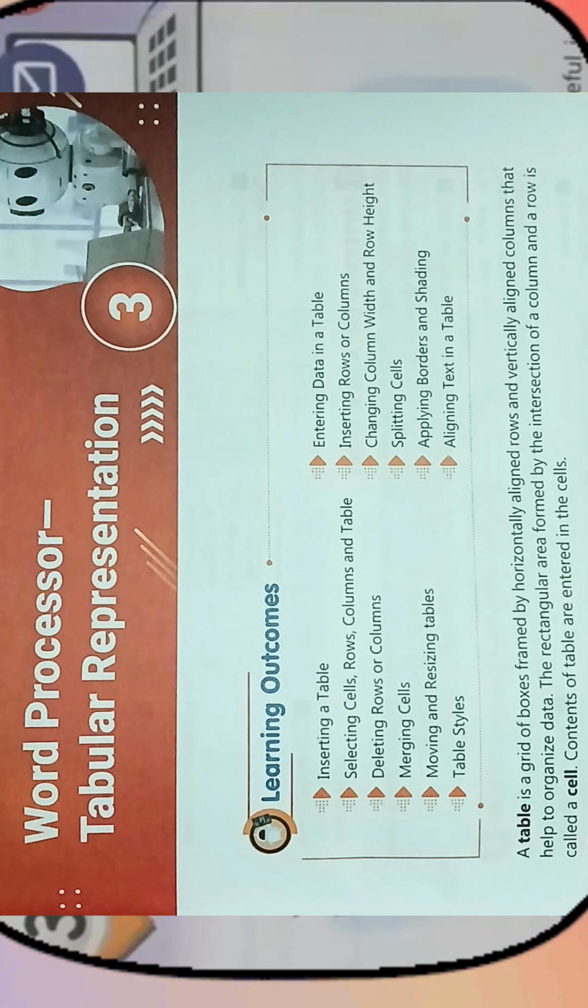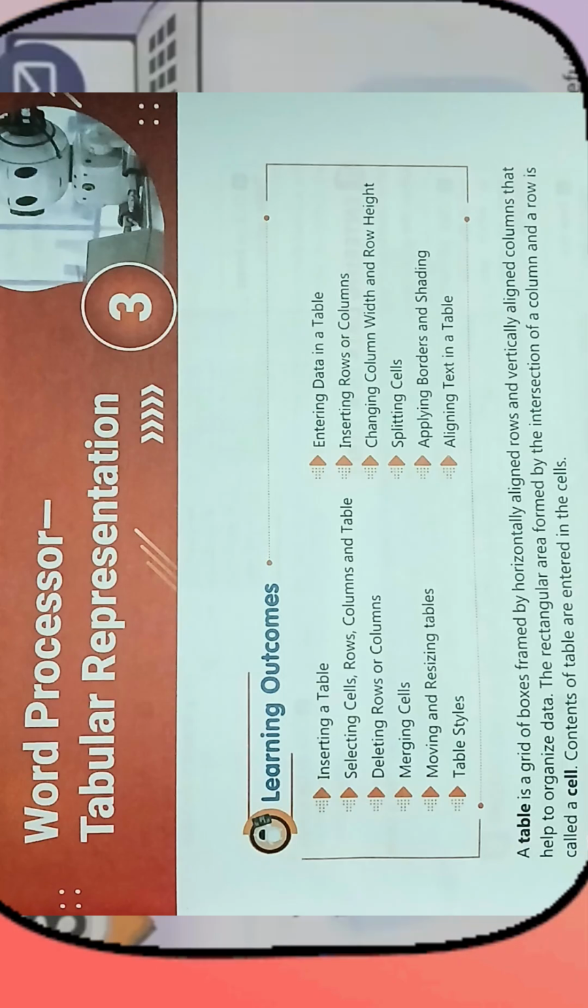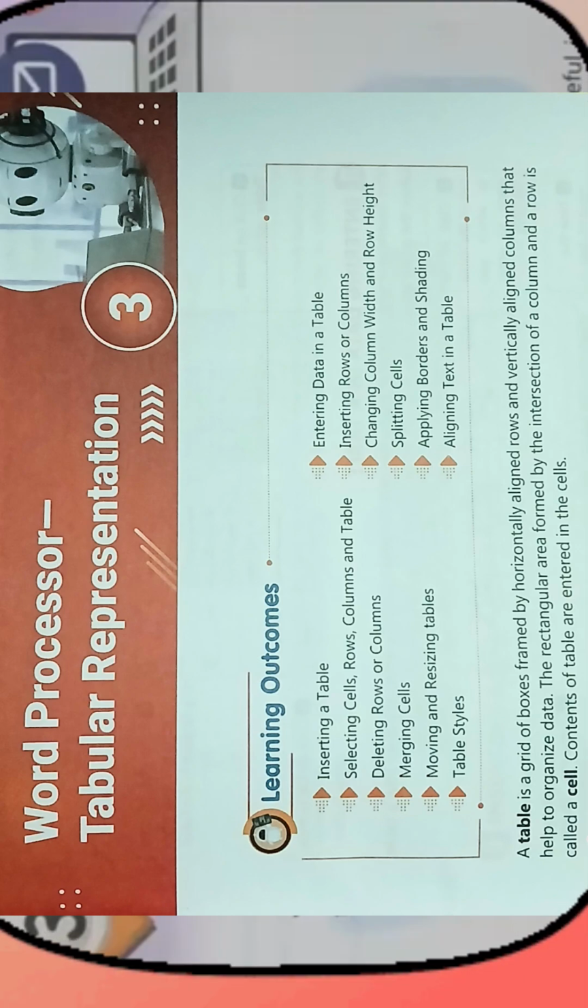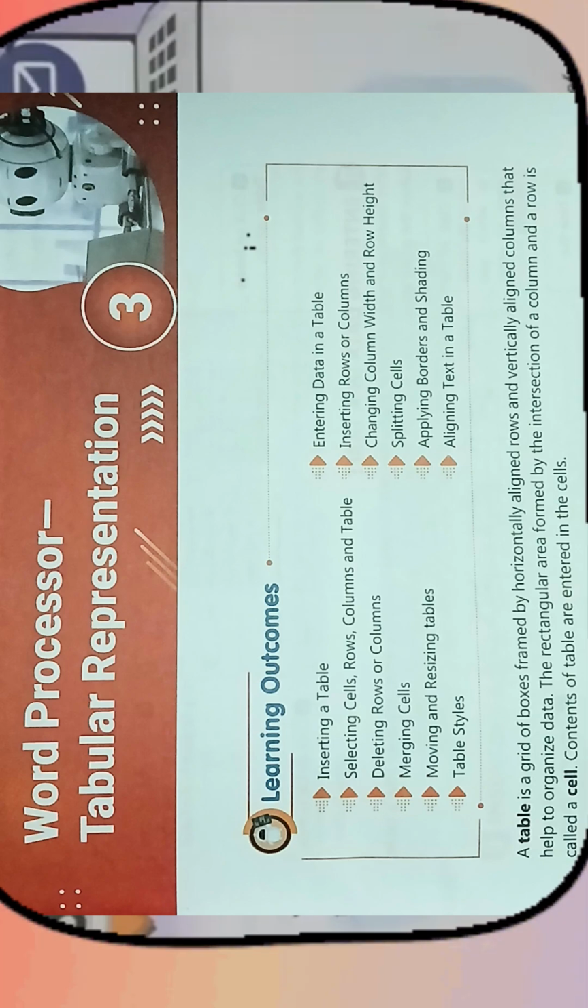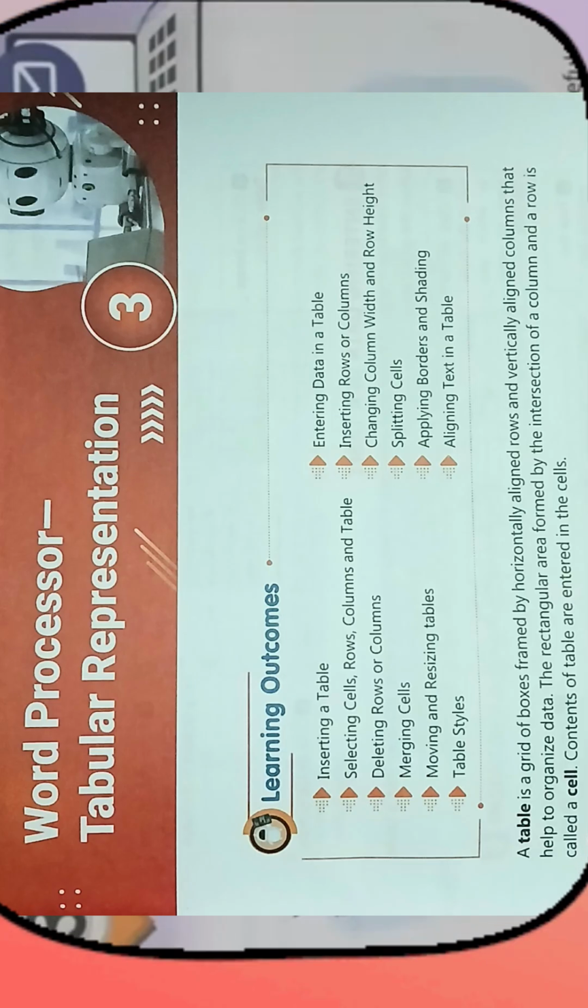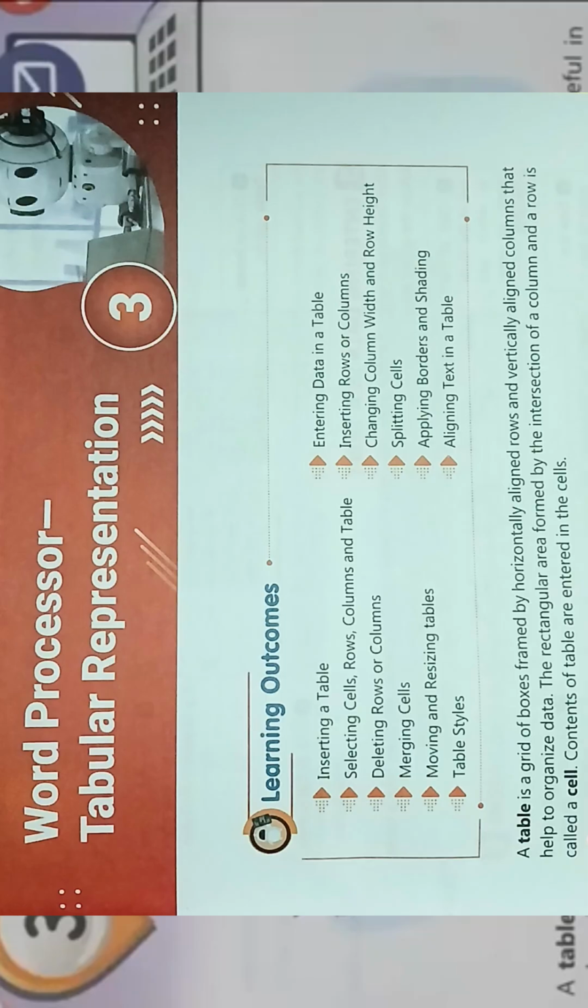Now let us understand, or maybe you already know about it, what is a table. A table is an arrangement of text in the form of columns and rows. It can be very useful in enhancing and analyzing the data. A table consists of vertical columns and horizontal rows. The intersection of a row and a column in a table is called a cell.